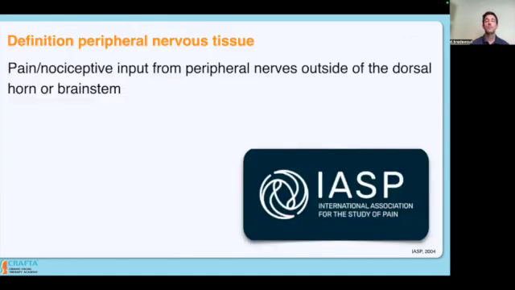Because we talk now about peripheral nerve tissue, I think it's important to understand what is peripheral nerve if we compare it with the central nervous system. So the definition from the International Association for the Study of Pain is that it's pain or nociceptive input from peripheral nerves, which is outside of the dorsal horn or brainstem. So when it's coming out of the brainstem, we call it the peripheral nerve. When it's coming in, it's still the central nervous system. And the same we can see in the dorsal horn. Inside is central, and outside it is the peripheral nervous system. So that's what we talk about today.